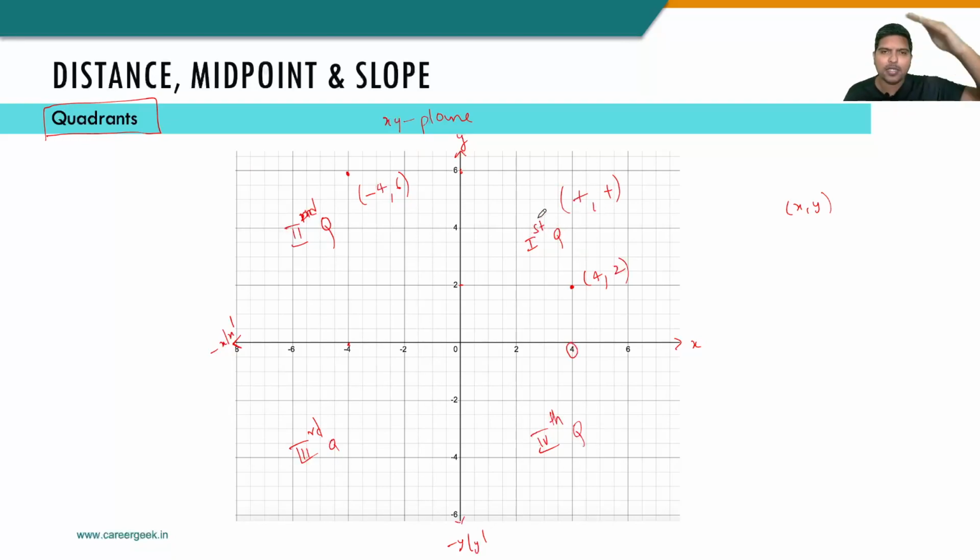So y above x-axis is always positive, below x-axis is negative. X values to the right of y-axis is positive and to the left of y-axis is always negative. So first quadrant plus plus, second quadrant minus plus, third quadrant both are negatives as we can see, and fourth, because it's to the right, x is positive, because it is below x-axis, y is negative. So this is how you'll need to know which quadrant the point is in and what are the signs of each quadrant.